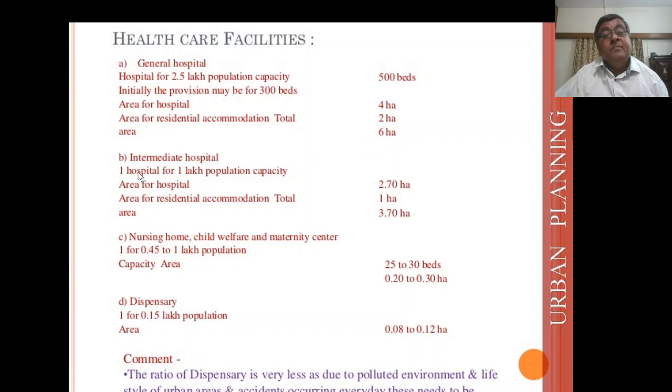Now intermediate hospital, one hospital for 1 lakh population capacity. Area for hospital is about 2.70 hectare. Area for residential accommodation 1 hectare, and total area about 3.70 hectare. Now nursing home, child welfare and maternity center, one for 0.45 to 1 lakh population. Capacity 25 to 30 beds, and area is 0.2 to 0.30 hectare. Dispensary, one for 0.15 lakh population, that is 15,000 population. Area 0.08 to 0.12 hectare.